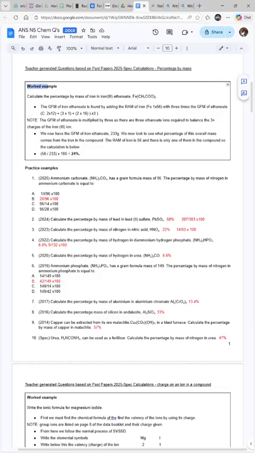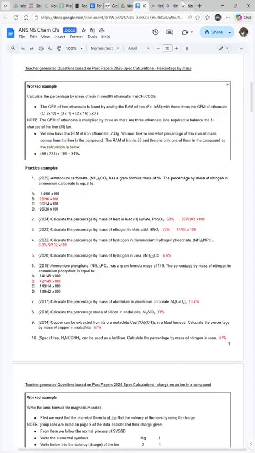If we start by looking at the worked example, we're calculating the percentage by mass of iron in iron(III) ethanoate. We start by finding the GFM of iron ethanoate. When we draw this out as our pipe diagram, we can see within the ethanoate group we've got 2 oxygens, and we've got 3 ethanoate groups here. So 2 times 3 gives us 6 oxygens in total.